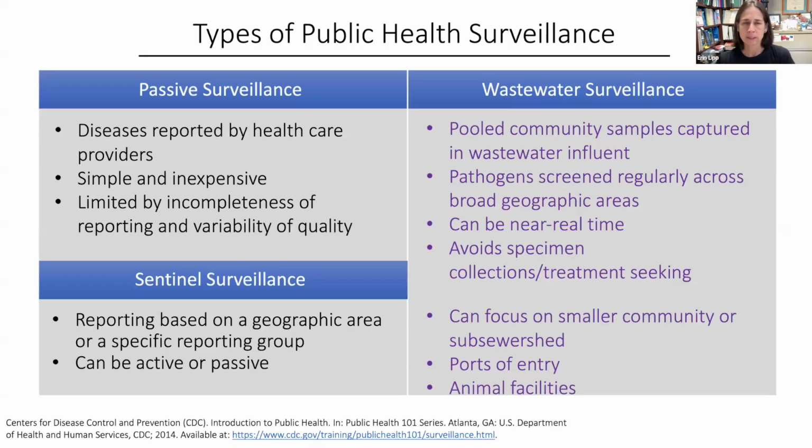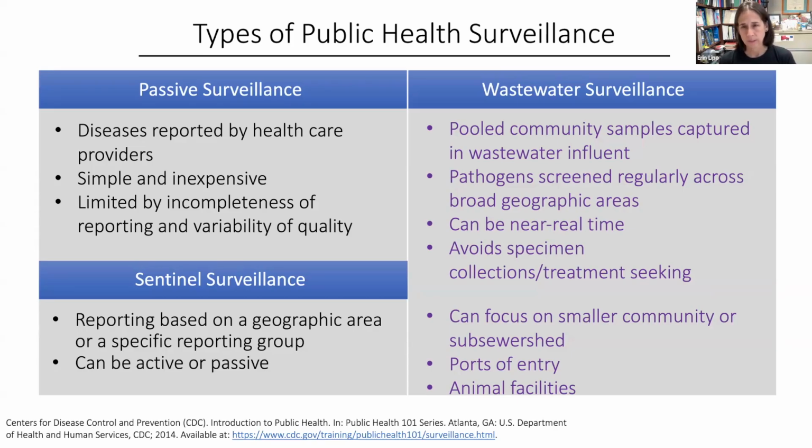So I wanted to put these two things side by side. If we think of two important areas of surveillance, typical clinical surveillance, passive surveillance, and sentinel surveillance, and then how wastewater fits into that. With passive surveillance, we can think of diseases being reported by the healthcare providers. It's simple, it's inexpensive, patients are coming in, data is shared, but it's limited by incomplete reporting and variability of quality. It depends on who's going to the doctor, and how that gets reported.